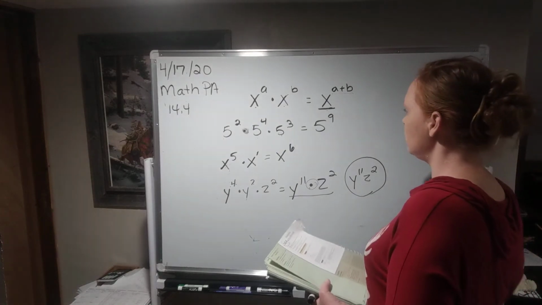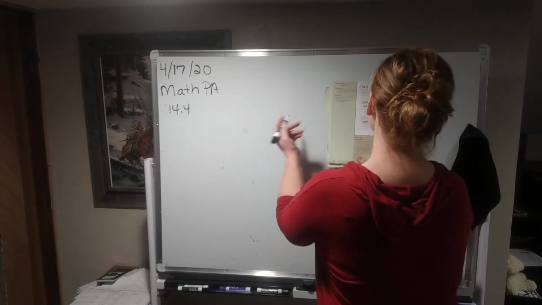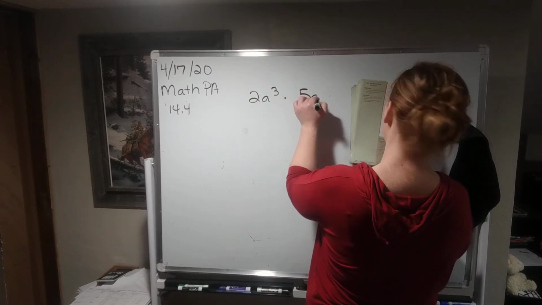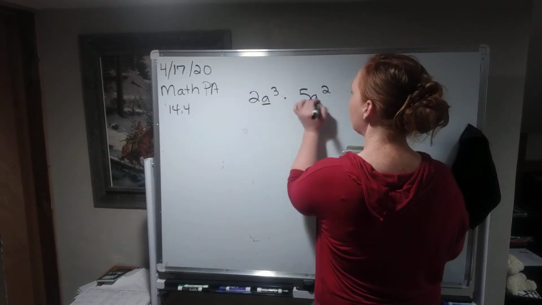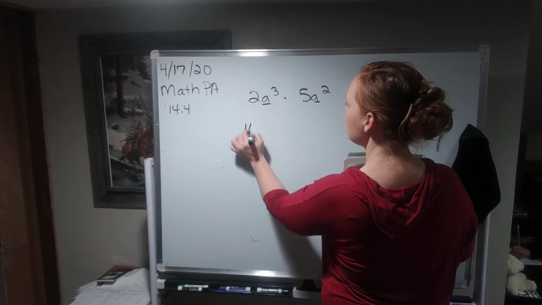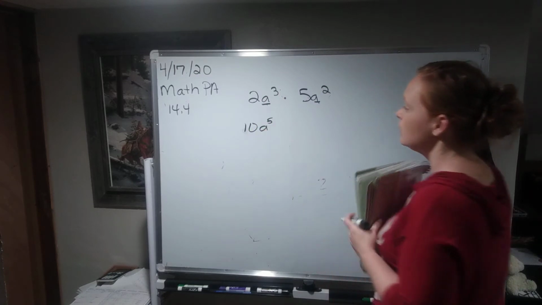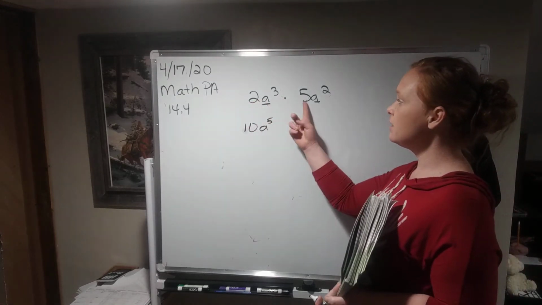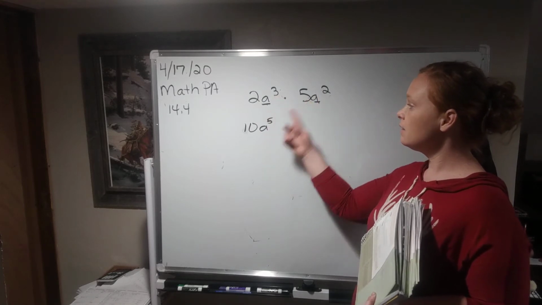So let's do example 2. Example 2 says multiply 2a cubed times 5a squared. So we're thinking about it this way. We're going to combine the bases, but we need to multiply the numbers. So 2 times 5 is 10. We keep the base. We add the exponents. 10a to the 5th power. So we multiply the numbers in front, the coefficients. We keep the base. We add the exponents.